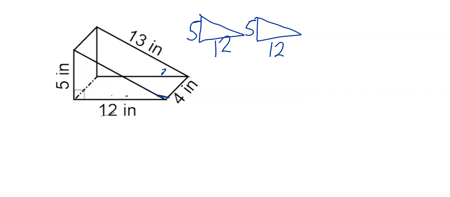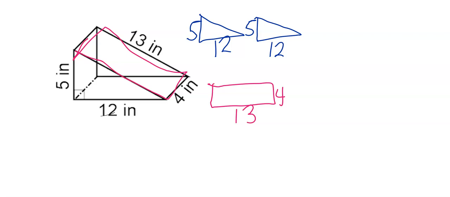So there's going to be 3 rectangles here. I need to make sure to label them clearly so I can find the surface area correctly. So I'm going to start by doing this front slanty face. It's 4 by 13 right here. So I'm going to draw a rectangle and label it 4 by 13.